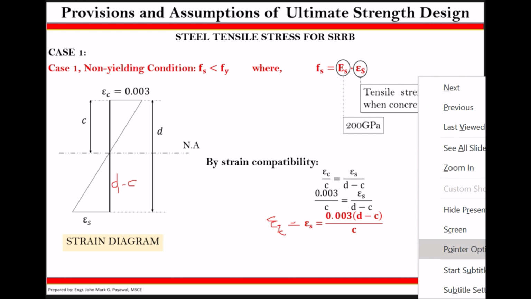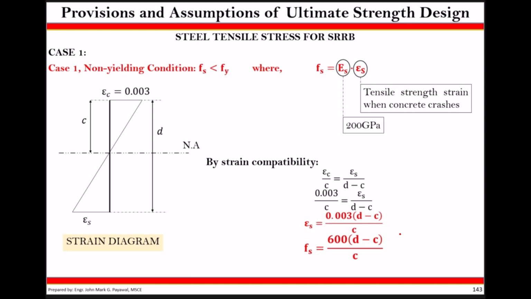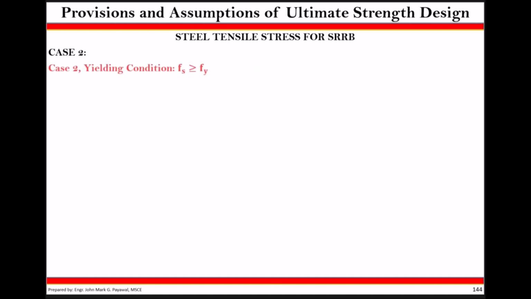Okay? Continuing with the equation we already derived before, just a recall, Fs would be 600 times D minus C over C. Bakit? Kasi ito nga, Fs is Es multiplied by the strain in steel when concrete crashes. That's for case 1. That's non-yielding. For case 2, which is a yielding condition, Fs is taken or understood to be greater than Fy. This is when we use Fy instead of Fs. Anong ibig sabihin nun? When computing for tension, AsFy would be your formula.